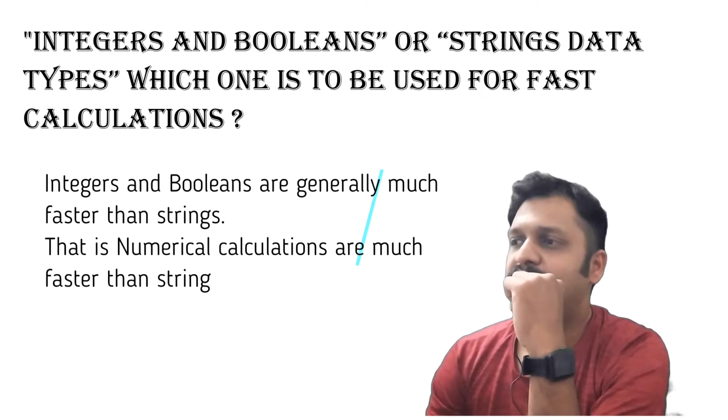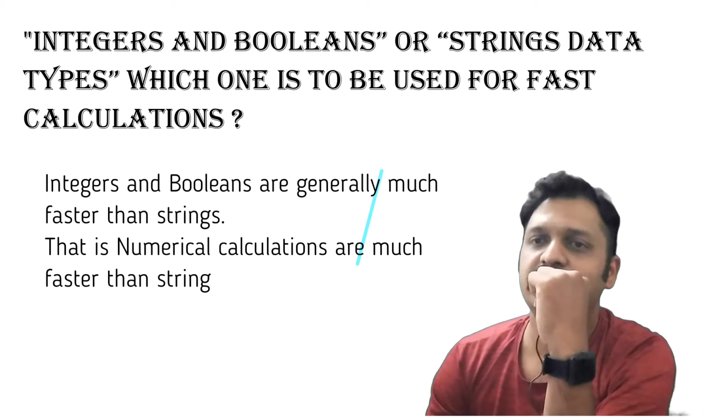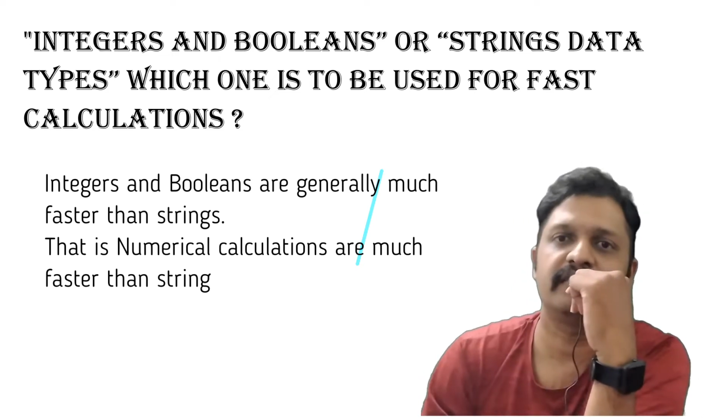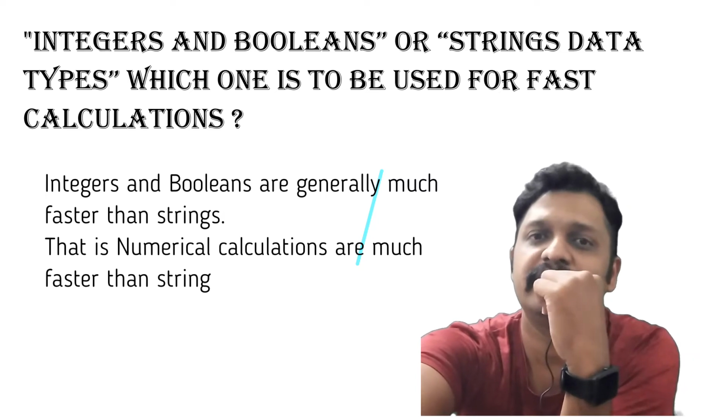Integers and booleans or strings data types, which one is to be used for fast calculations? This is a very interesting question. Integers and booleans are generally much faster than strings. That is, numerical calculations are much faster than strings.